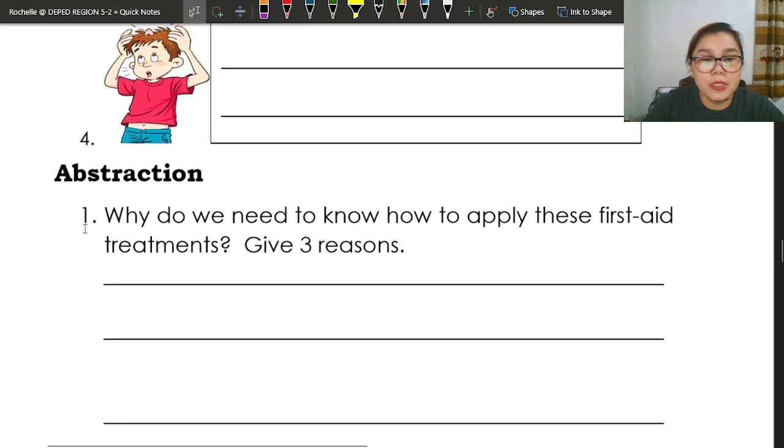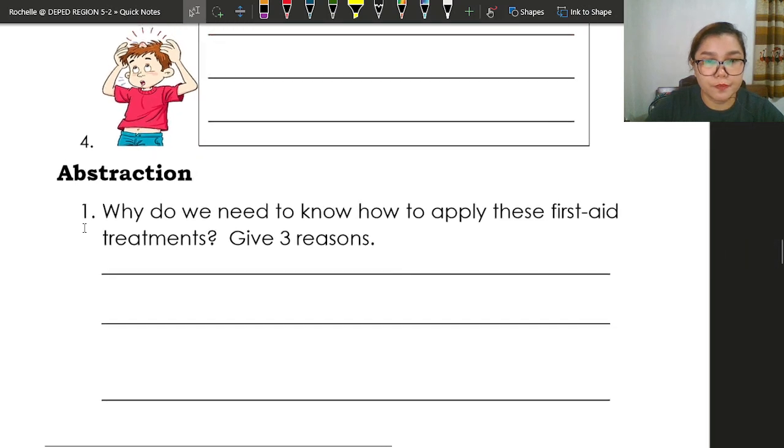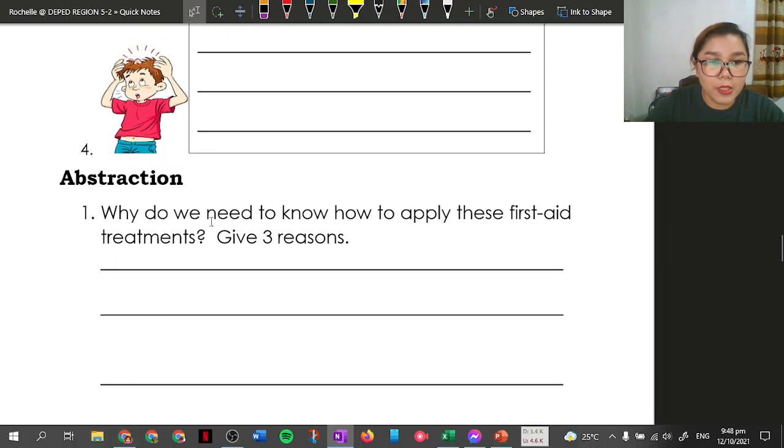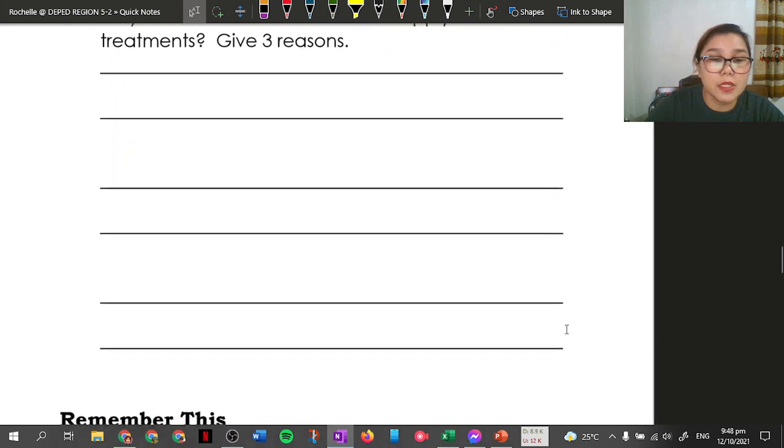And then when you're done, let's proceed with abstraction. Okay, for abstraction, why do we need to know how to apply these first aid treatments? Give 3 reasons. Bakit ito kailangan natin malaman? What should be done or the first aid treatments to common accidents? Bakit? So you need to state 3 reasons.